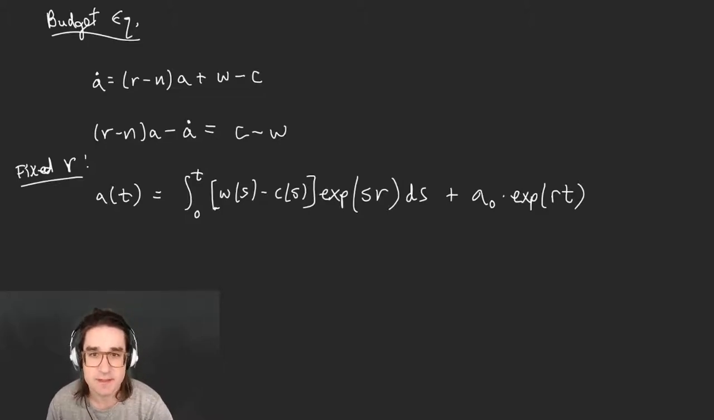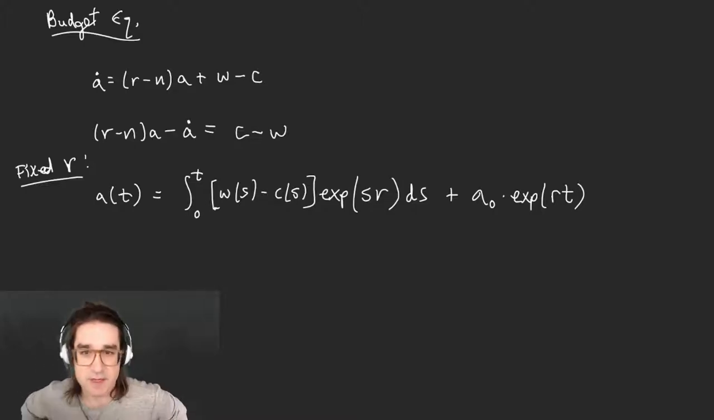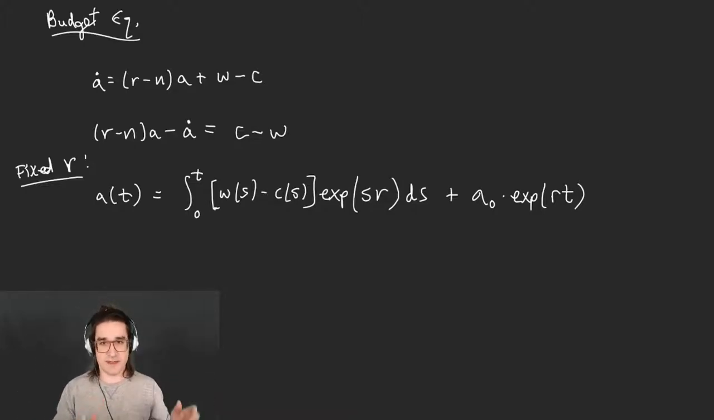Okay, so yeah, this would be how you would accumulate your assets over time. Right, so you just have some initial position which is just sort of in the bank and that's growing. And then you're adding to that through the ways in which you're spending less than you actually make. So when C is less than W, and vice versa. All right, so that basically gives you an A of T.